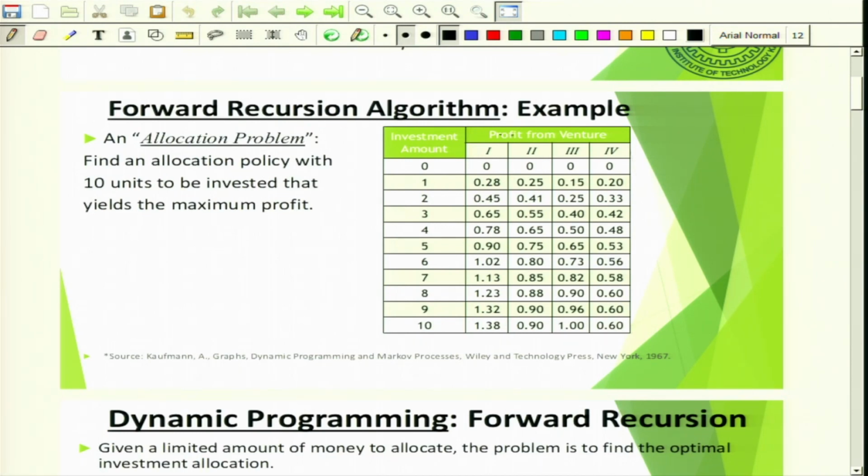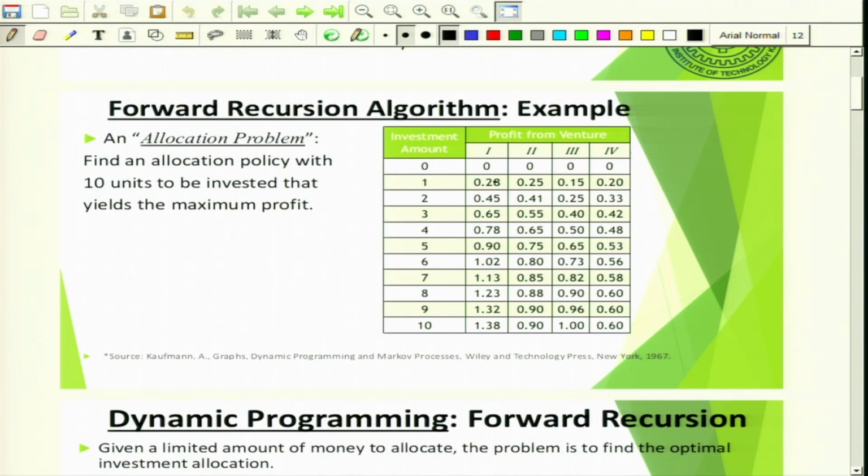Now the table is given, which says that if you have 1 unit and you invest this 1 unit into venture 1, then you will get a profit of 0.28, and if you invest in venture 4 you will get a profit of 0.2. Similarly, venture 2 gives 0.25, and venture 3 gives 0.15 of profit. Similarly, at different investment levels, each venture offers a different range of profits to the investor.